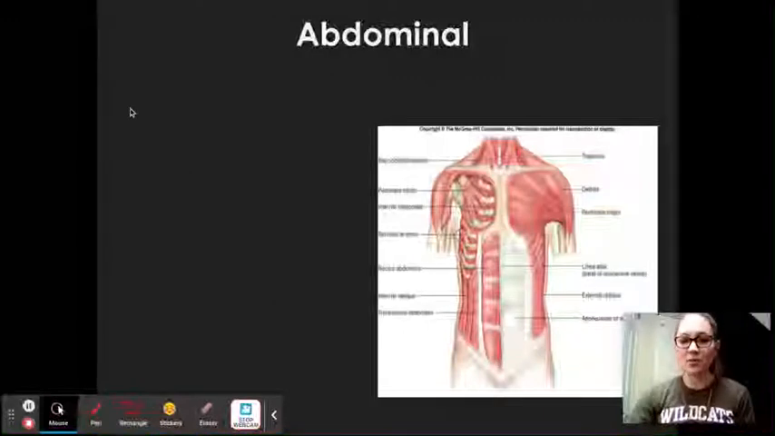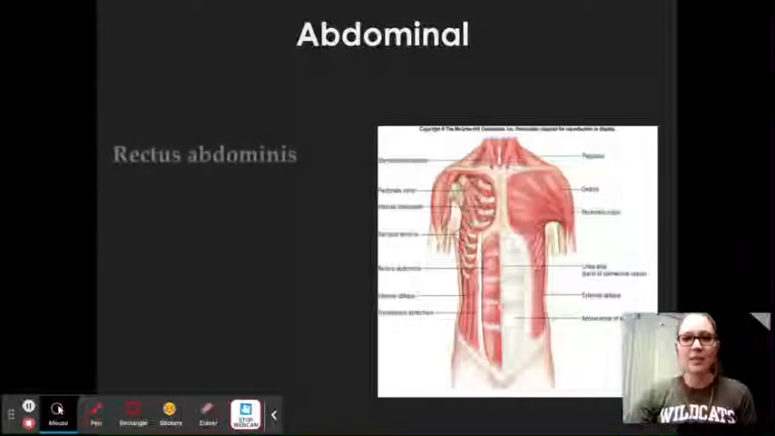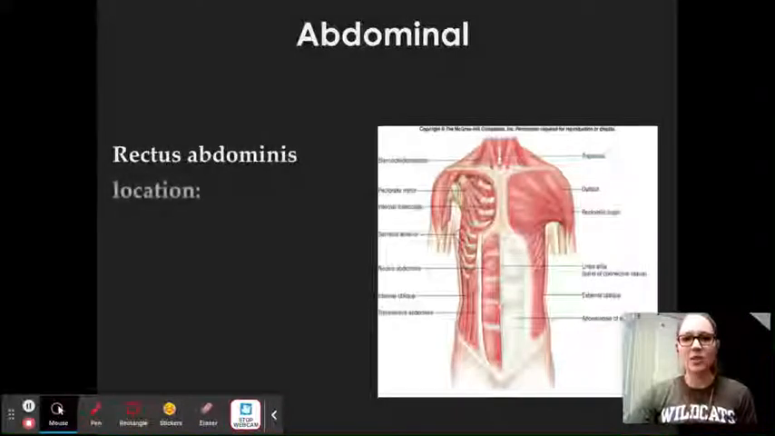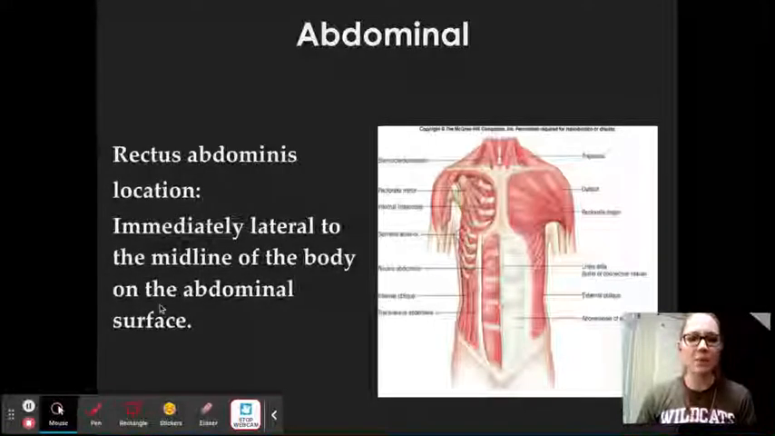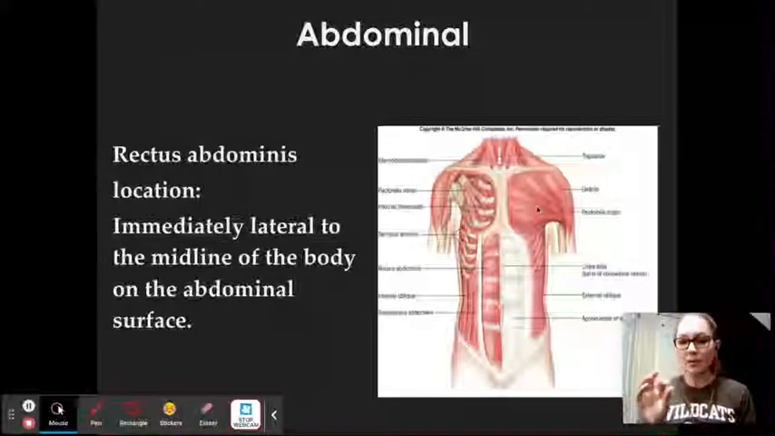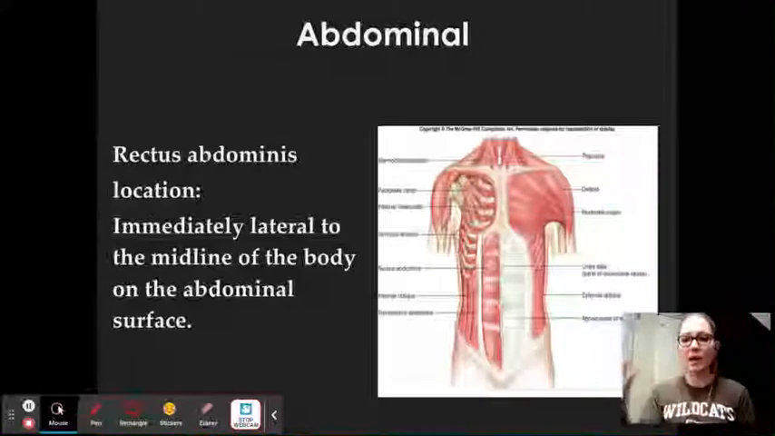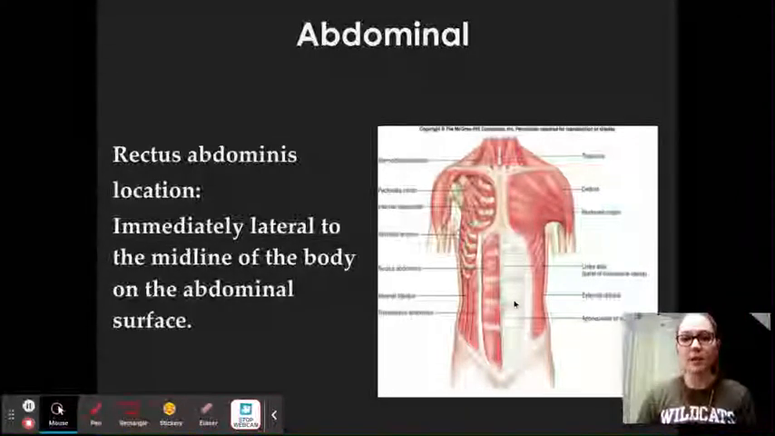So we're going to talk through the 4 abdominal muscles that we would like you to know. The first one is the rectus abdominis. So we can see the location is immediately lateral to the midline of the body on the abdominal surface. So I need to talk about one structure before we get into all of this because it's going to be referenced several times throughout all of the muscles of the abdomen that we're going to look at.